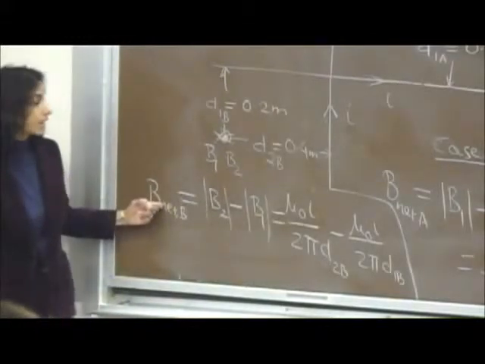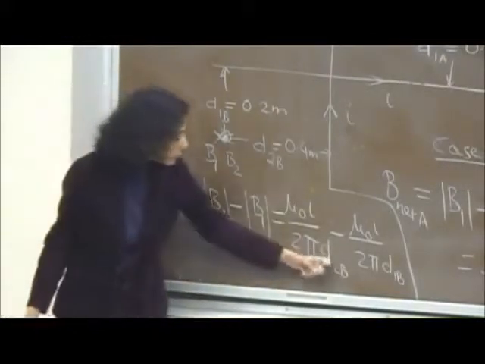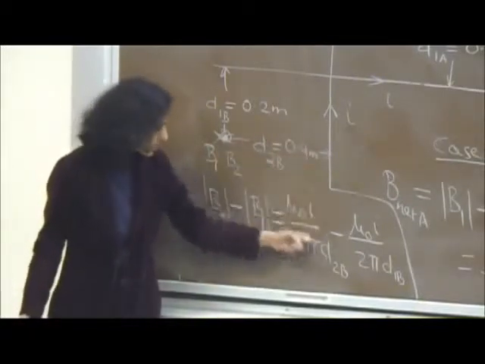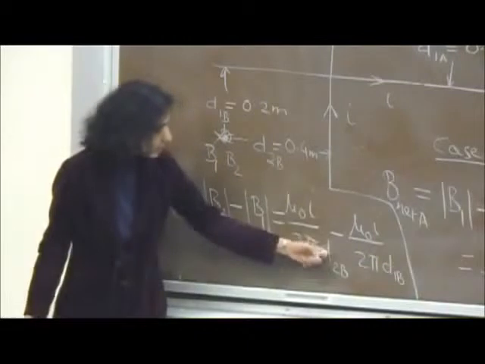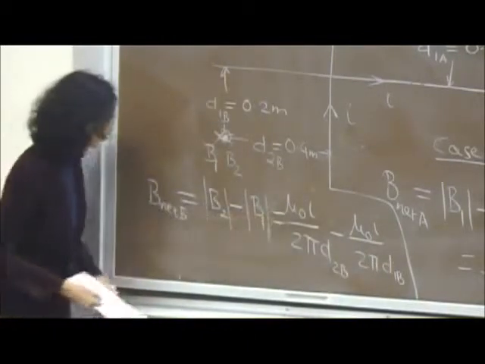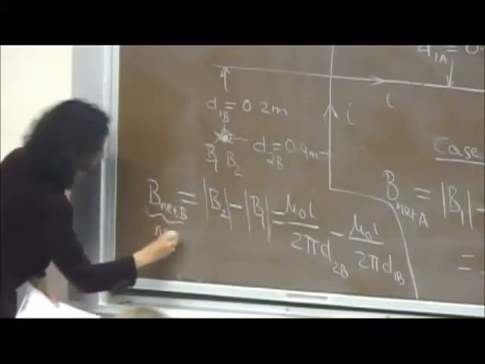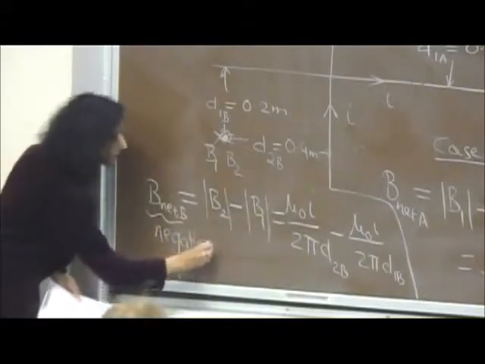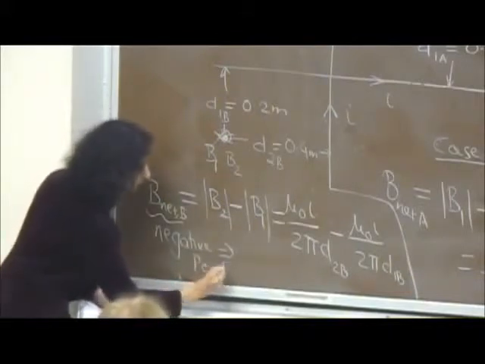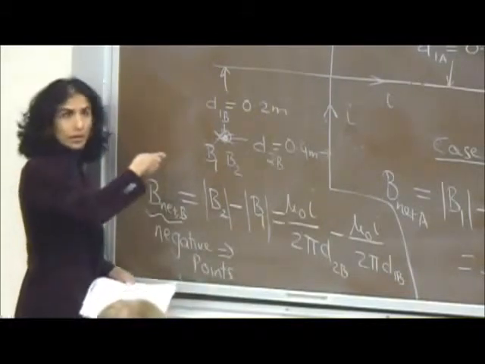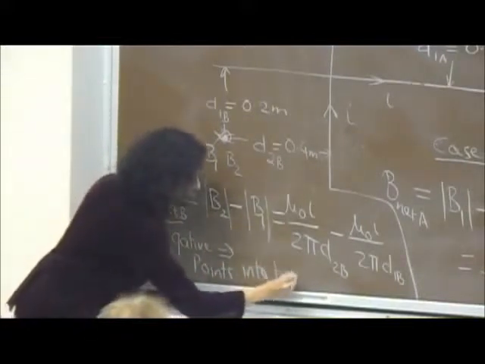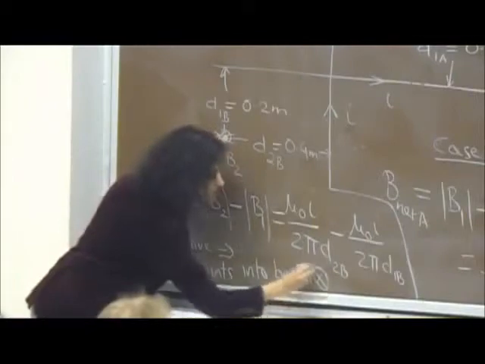And at this point, is this positive or negative? This thing is negative because you can see that D2B, which is a larger number, 0.4 meter, is the first thing in the denominator, and here we have 0.2 meter in the denominator. So this thing is negative. If this is negative, this means it points which way? Into the board, right? In your case, into the paper, that means it's a cross.